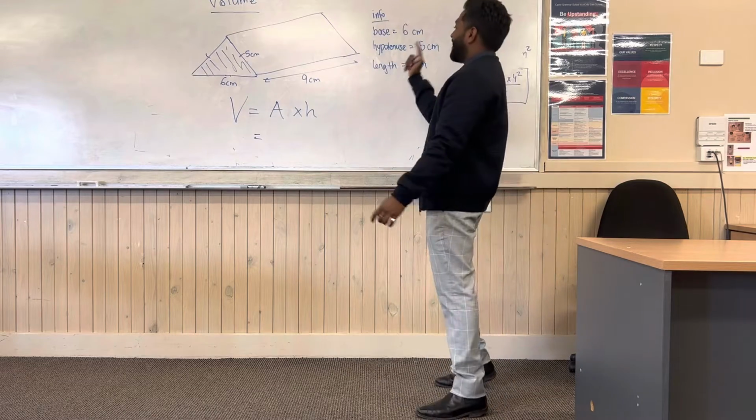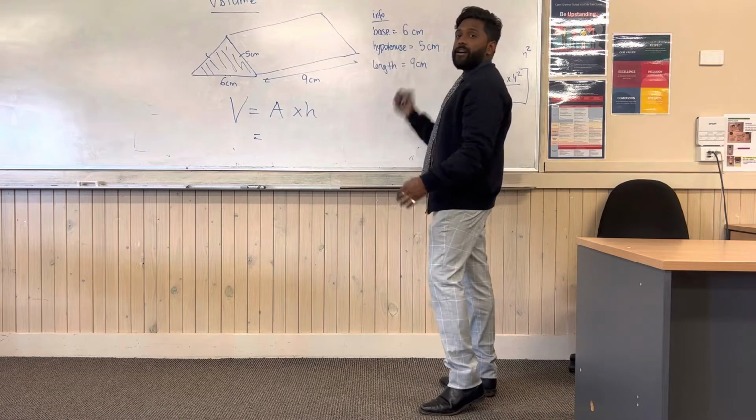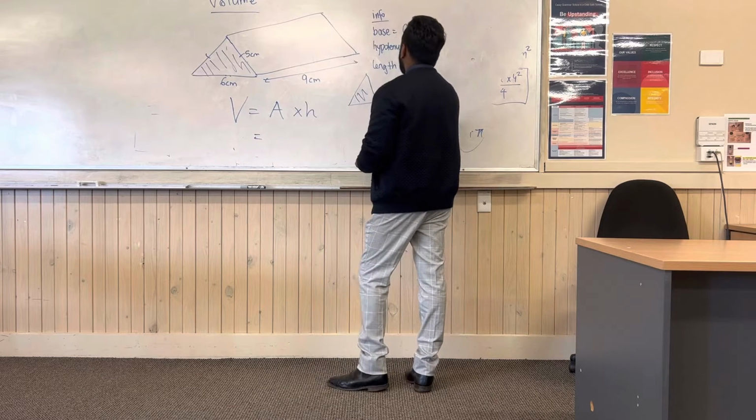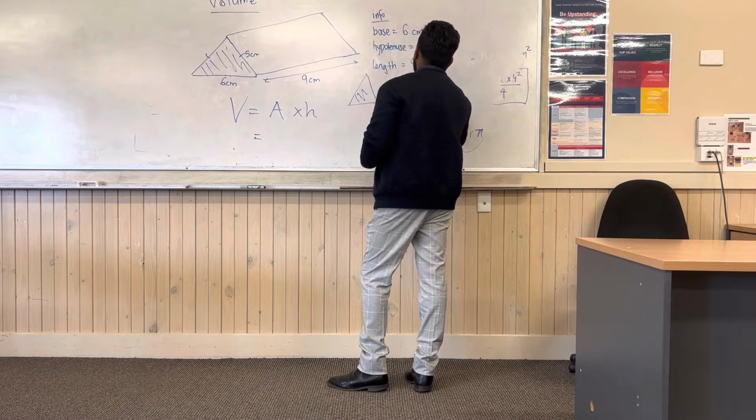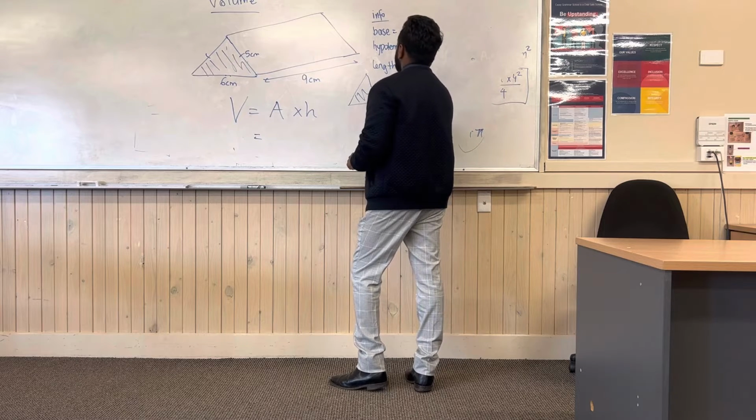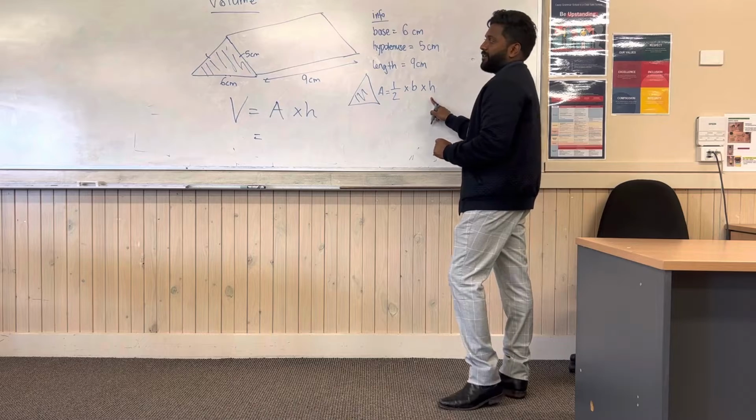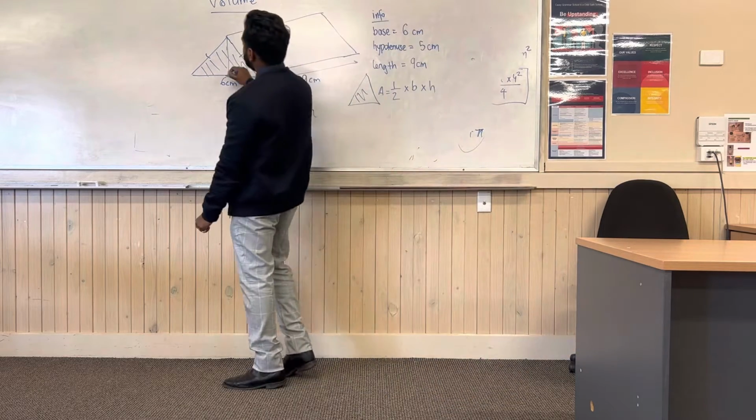So here, you've got your area times the height, right? You've got this triangle. What's the area of this triangle? You've got half times base times height. Do you know your height? No. How are you going to find this height?